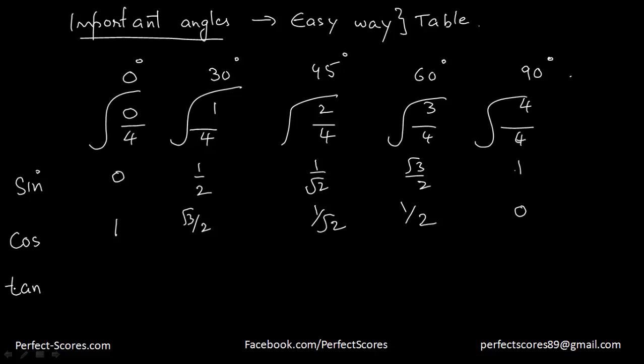And the tangent of x is nothing but the division of sine x over cos x. So 0 over 1 is nothing but 0. This over this is nothing but 1 by root 3. This over this is nothing but 1. This over this is nothing but root 3. And 1 over 0 is nothing but not defined. So this is how you draw the table. Just write 0, 1, 2, 3, 4, then divide by 4, and then take the square root of all of them.